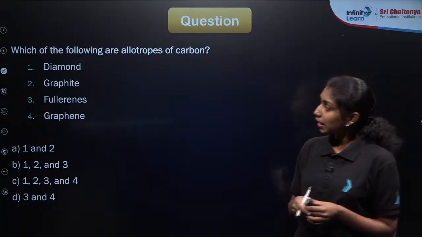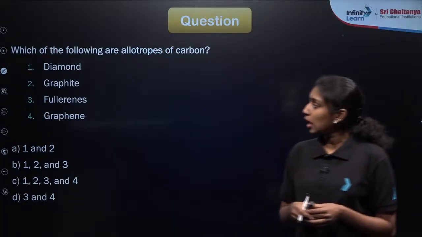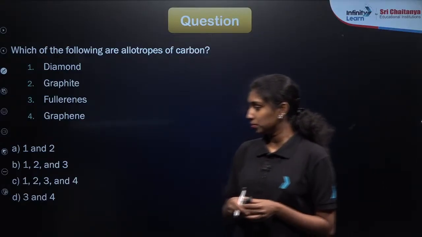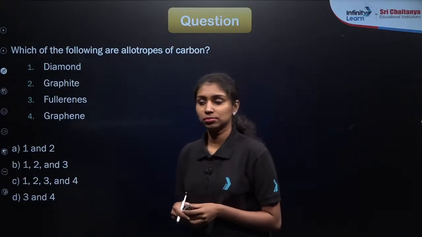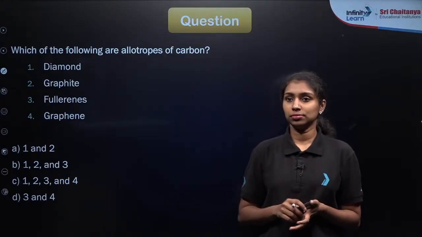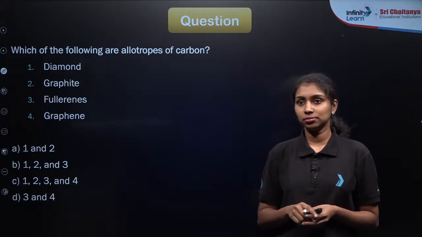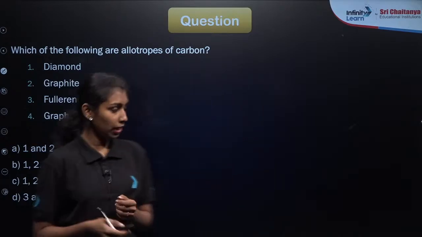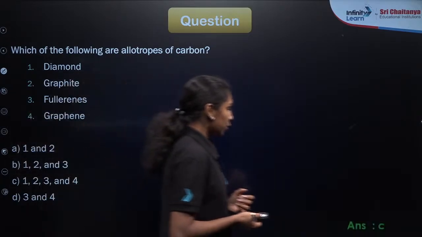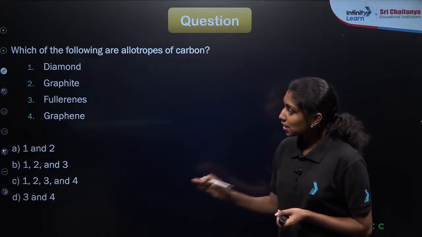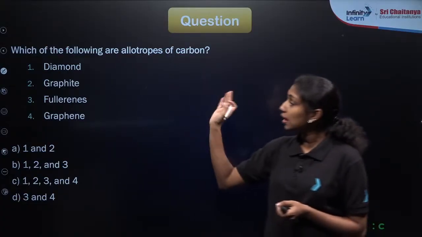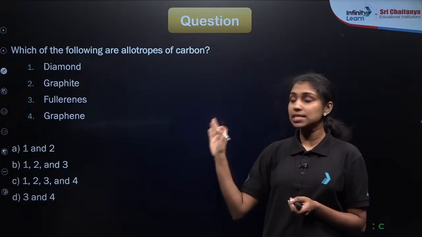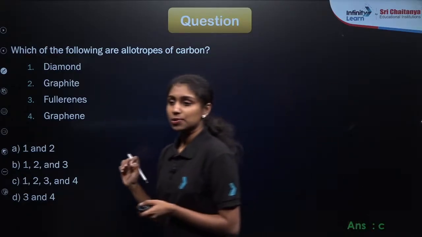Read the question carefully. Which of the following are allotropes of carbon? Options are given here: diamond, graphite, fullerenes and graphene. Okay, let's see what the answer is. Arush is giving me the answer as option B. So option C is the correct answer, which means all the given compounds are allotropes of carbon, right? Diamond, graphite, fullerenes and graphene are all considered allotropes of carbon. Arush, is that clear now?